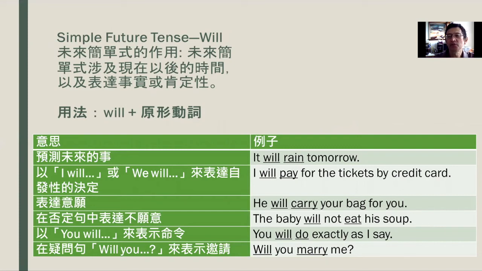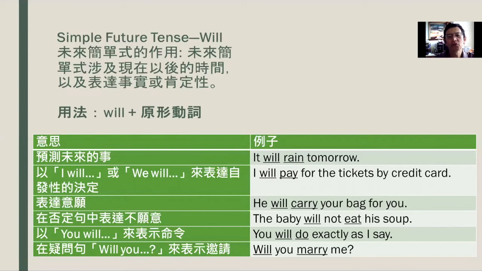Please read this other definition of simple future tense. These are examples of some sentences for the simple future tense. It will rain tomorrow. I will pay for the tickets by credit card. He will carry your bag for you. The baby will not eat his soup. You will do exactly as I say. Will you marry me? Let me say it again.